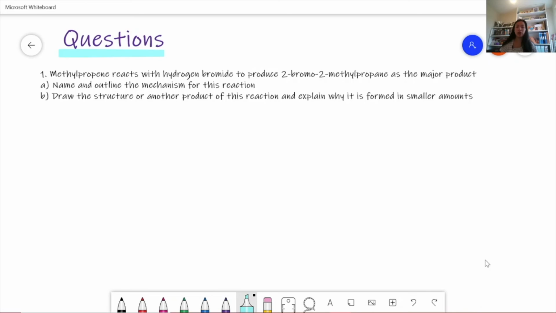Now we're going to have a look at some questions. For question 1, methyl propene reacts with hydrogen bromide to produce 2-bromo-2-methyl propane as the major product. For A, name and outline the mechanism for this reaction. With alkenes, we have an area of very high electron density where the double bond is, and so it attracts electrophiles. These electrophiles get added to the alkenes, and so these kinds of reactions are called electrophilic additions. So for A, we have an electrophilic addition.